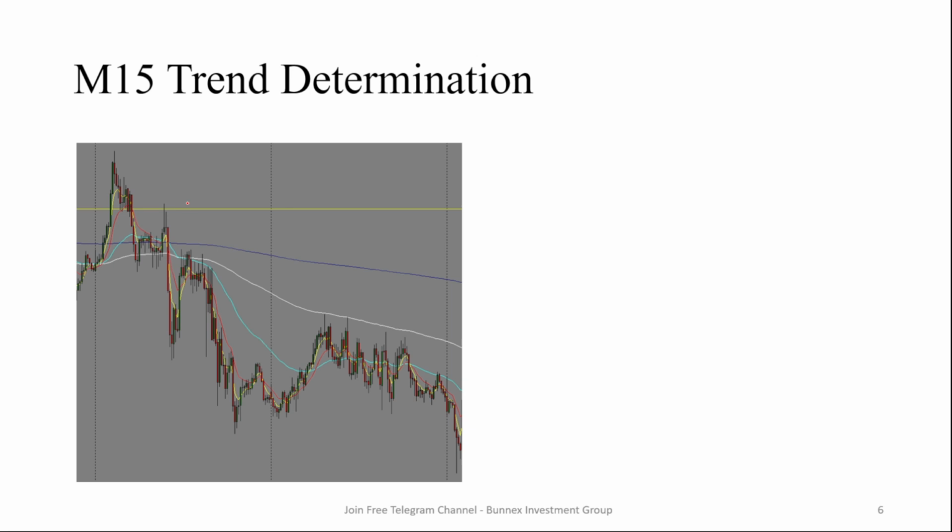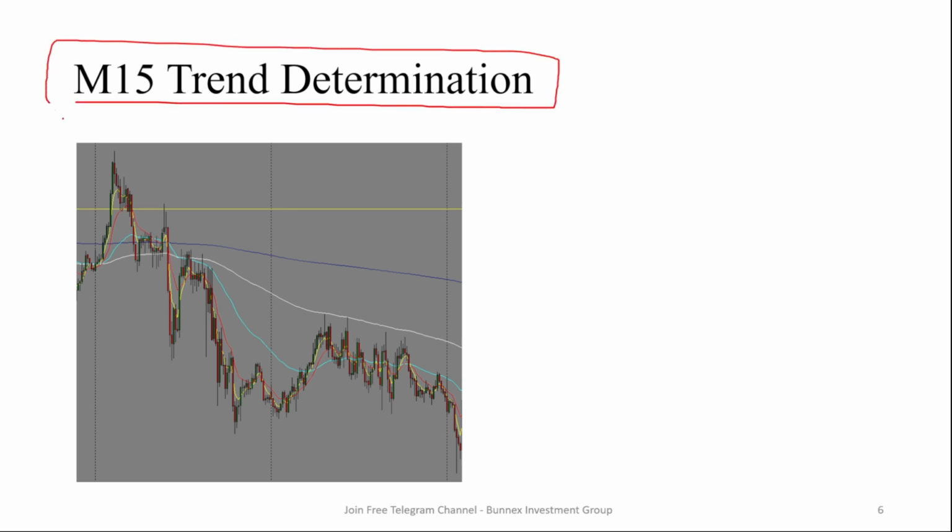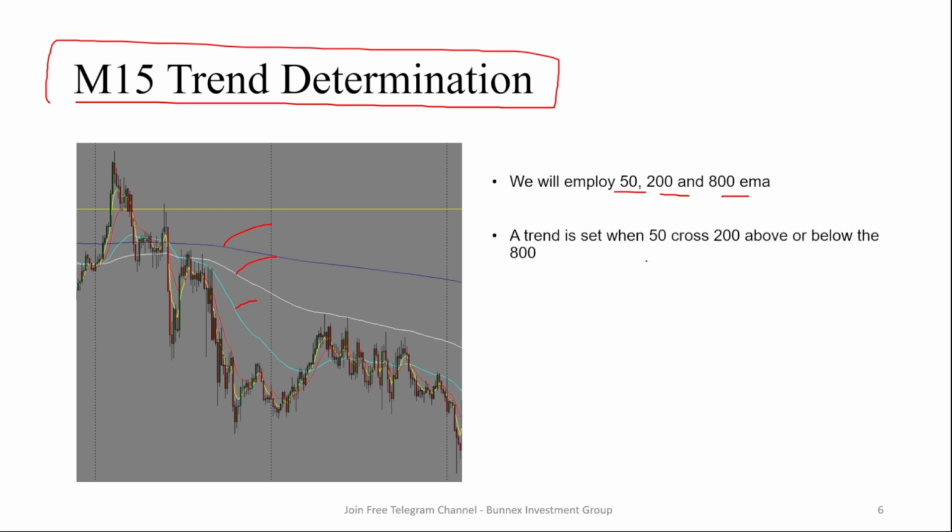All right, so basically, to determine the M15 trend, we are going to require this. One, we are going to employ EMAs. For us to remove the subjectivity, we are going to require 50, 200, 800. If you have been following this channel for quite a long period of time, you'd know that we use these EMAs. So in this case, we have the 800, the 200, and the 50, right? So a trend is set when the 50 crosses the 200 above or below the 800.